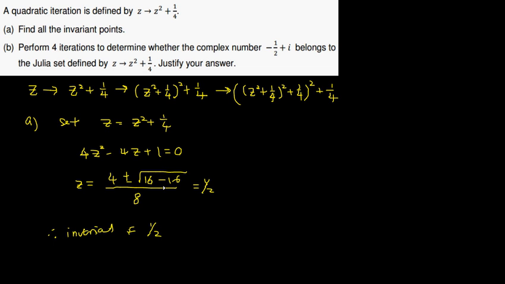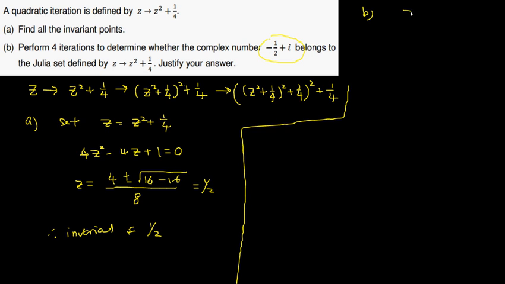Now they ask you to perform a 4 iteration, to determine whether that complex number belongs to a Julia set. I don't really care whether it's Julia set or Mandelbrot and so on. All you need to know is to do the calculations showing that that particular starting value, this one right here, actually, as long as it does not diverge, that's a good sign, right?